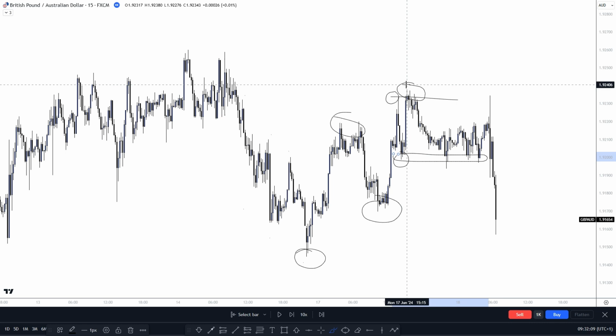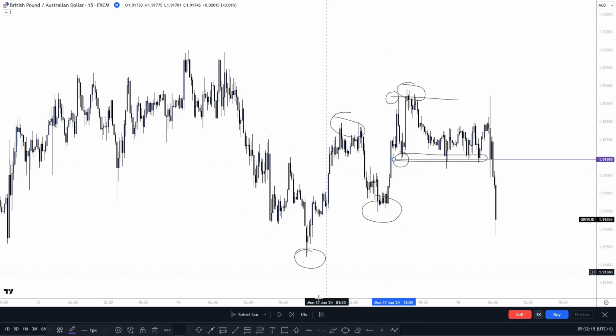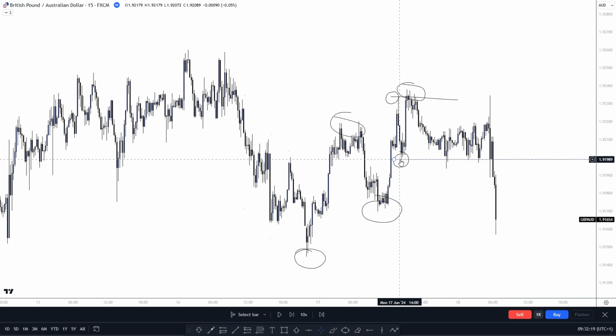On this area, the minute that price then breaks this area here, so what I'll do just to make it a little bit easier, let me just do this and I'll remove that drawing. The minute price breaks this area here, and you can see we respected it with wicks, once you get a close past this area, look what happened.